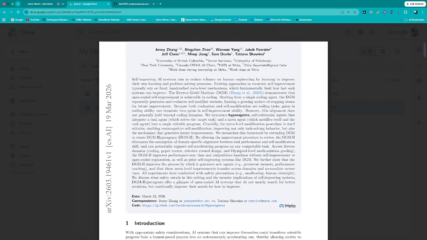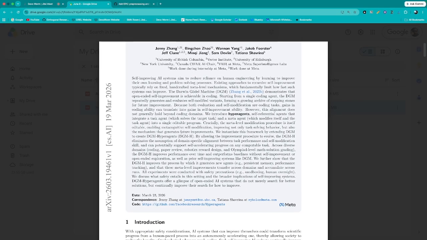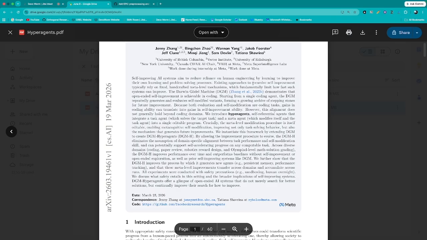So hyperagents, let's go through the abstract. This is from the arXiv. Self-improving AI agent systems aim to reduce reliance on human engineering by learning to improve their own learning and problem-solving processes. Existing approaches to recursive self-improvement typically rely on fixed, handcrafted meta-level mechanisms, which fundamentally limit how fast such systems can improve. And so this is a problem in recursive self-improvement.